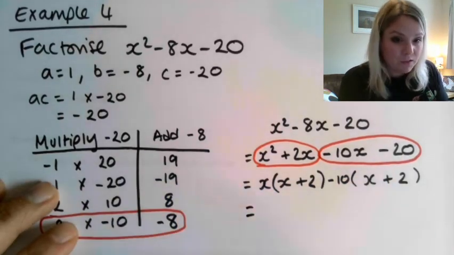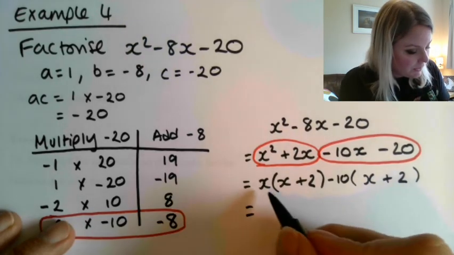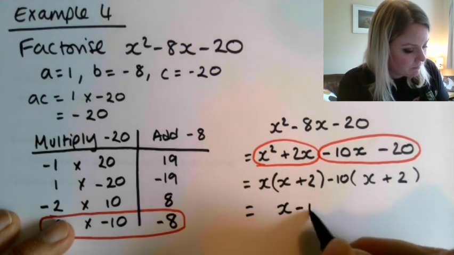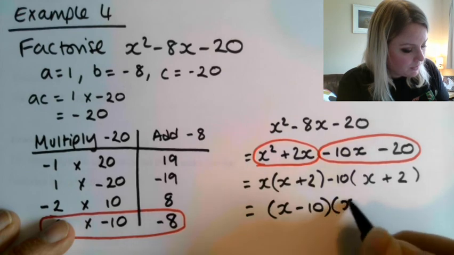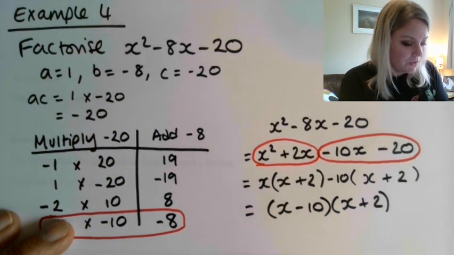Then remember, factorize again. So the common term this time is the x plus 2 bracket. So we're left with x minus 10 multiplied by x plus 2. Okay, so I'll give you some questions to do on that now.